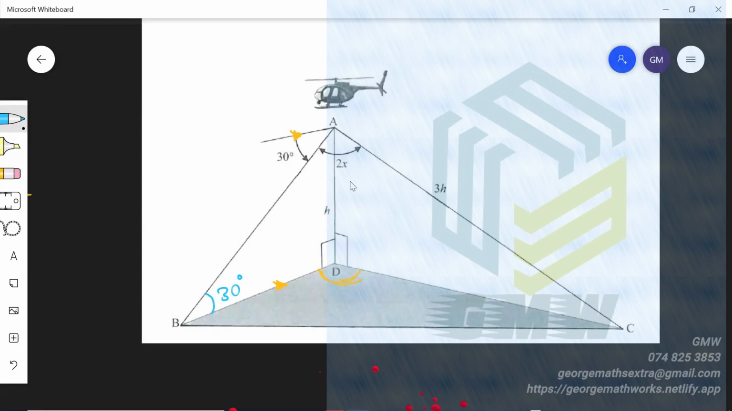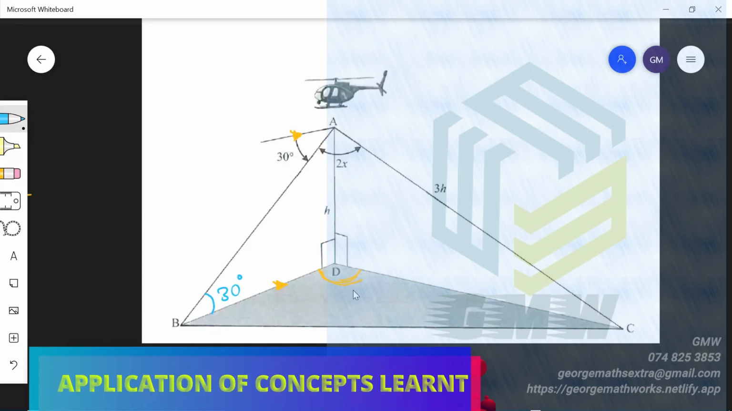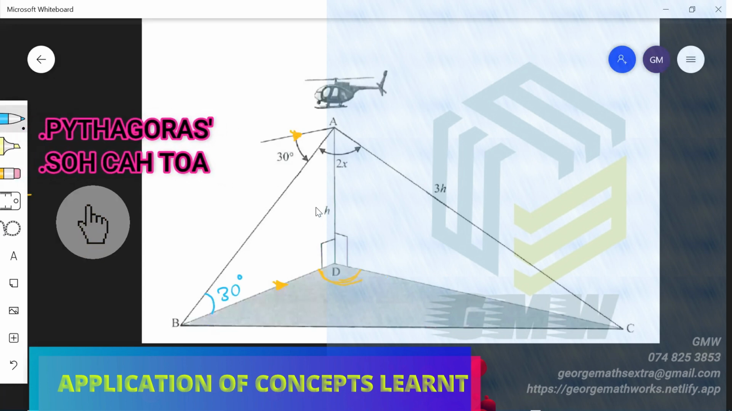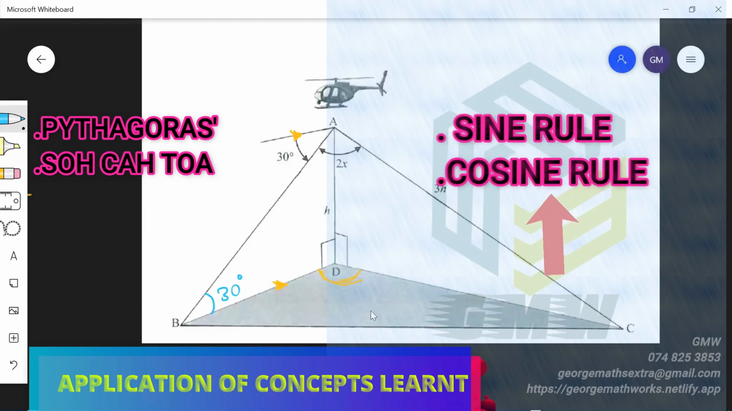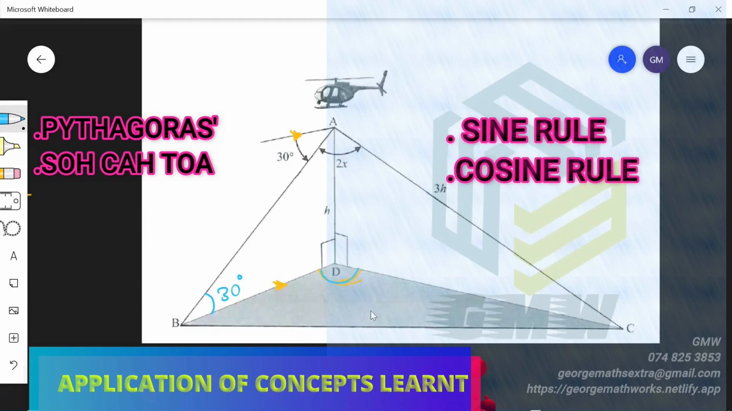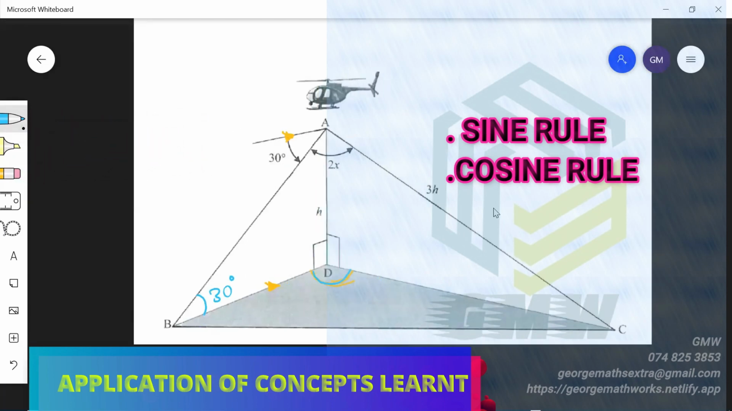Looking at the diagram, I see a mix of right-angled triangles and non-right-angled triangles. For right-angled triangles, I think of two things: Pythagoras and SOHCAHTOA. For non-right-angled triangles, what do I think of? The sine rule and the cosine rule. Very smart. Very good. Can I show you the question?